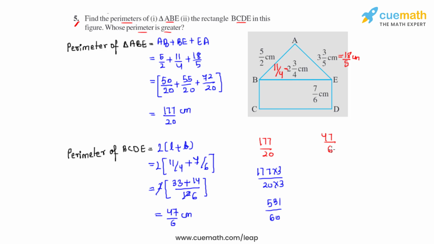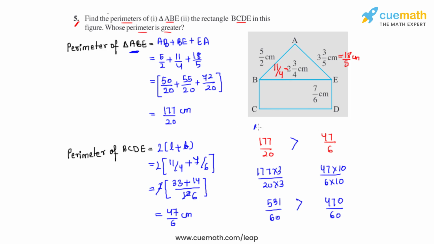And to make the denominator of the second fraction, which is 47 over 6, equal to 60, we'll multiply the numerator and denominator by 10. So that is 47 times 10 divided by 6 times 10. And that gives us the fraction 470 divided by 60. As we know that 531 is greater than 470, we can clearly say that 531 by 60 is greater than 470 by 60. So the perimeter of the triangle ABE is greater than the perimeter of rectangle BCDE.